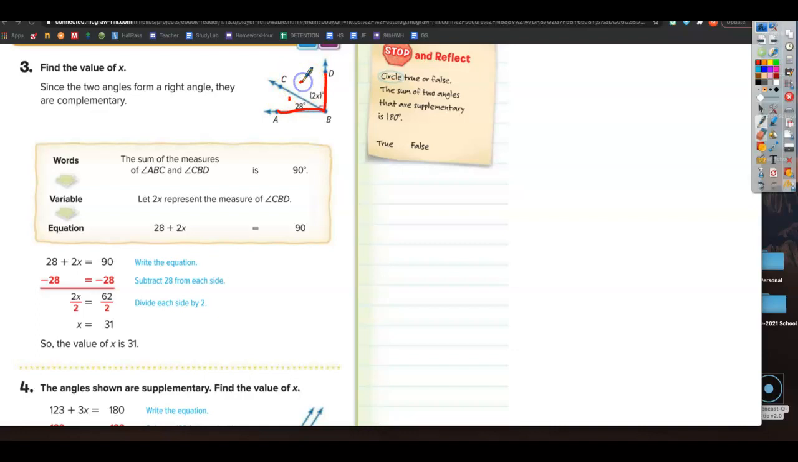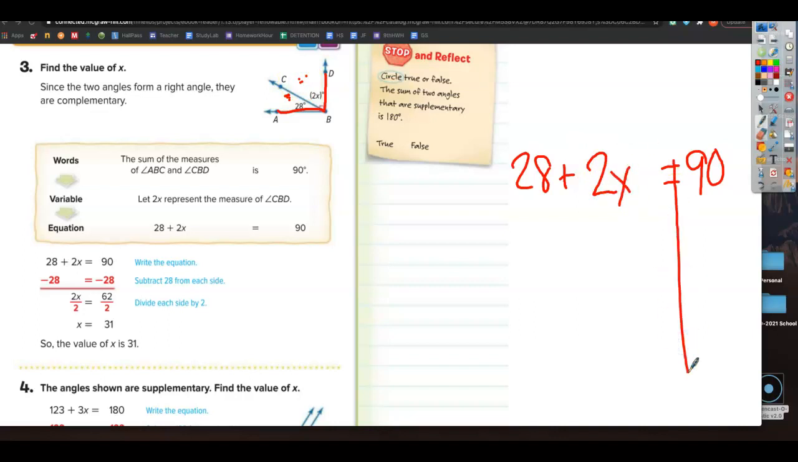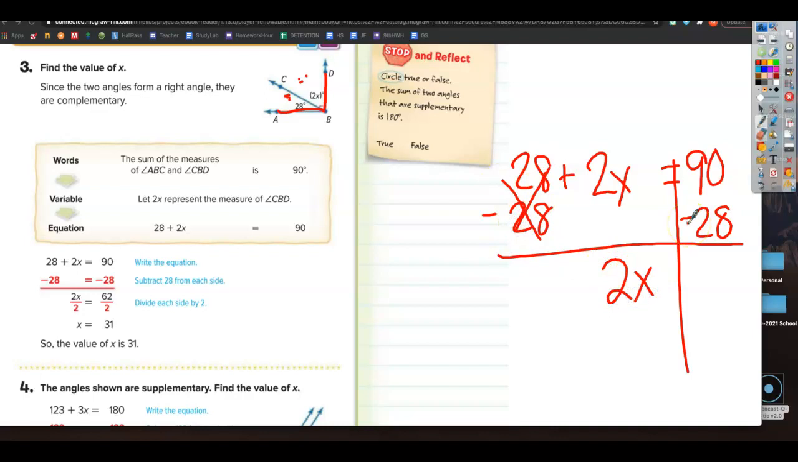So these 2 angles combined equal what? What does a right angle equal? 90 degrees. So what's the measure of this angle? 28. Plus, what's the measure of this angle? 2x. What would I do to solve? Minus 28. I'd have 2x on this side. When I take 90 minus 28, what do I get? 62.